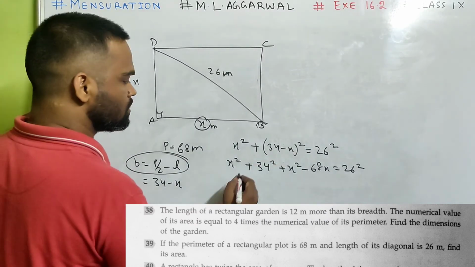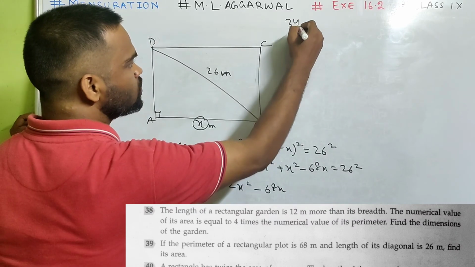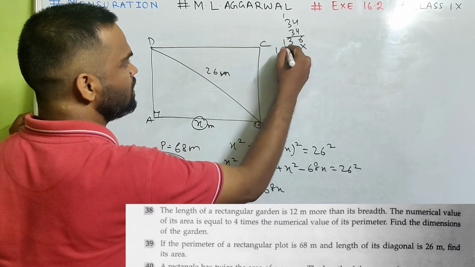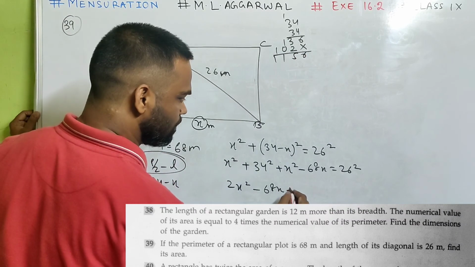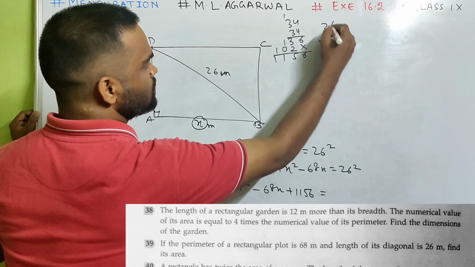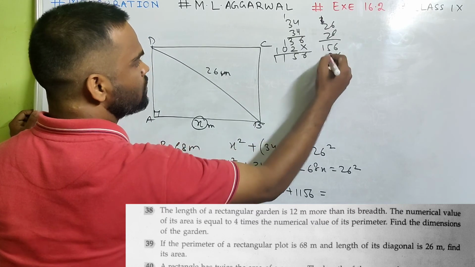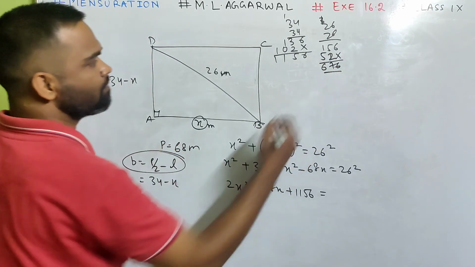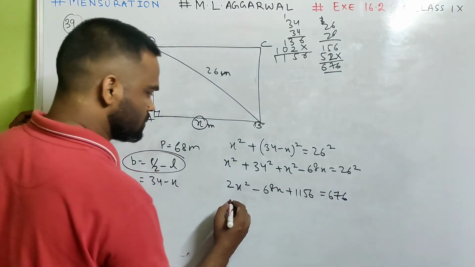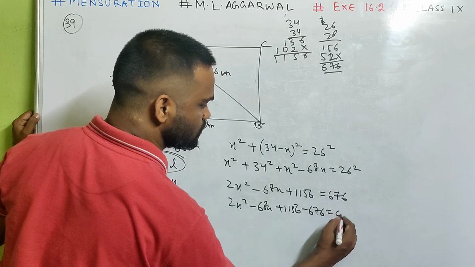Just expand this. So x square plus x square is 2x square minus 68x, 34 square. 4 times is 16, 12, 13, 3 4s are 12, 3 3s are 9, 10. That's 1156 plus 1156 is equal to 26 square. 6 times 6 is 36, 12, 15, 2 6s are 12, to the 4, 5. That's 676. Yes or no? So that's 676. Now this is 2x square minus 68x plus 1156 minus 676 equals 0.